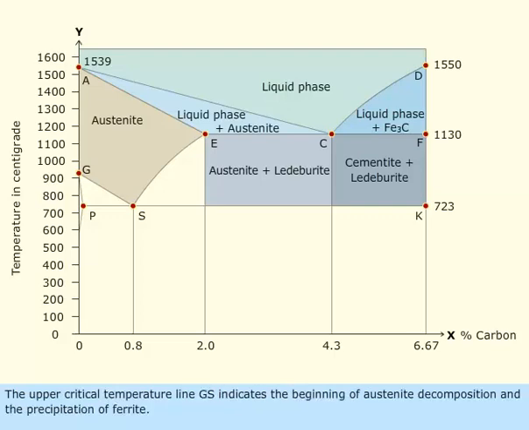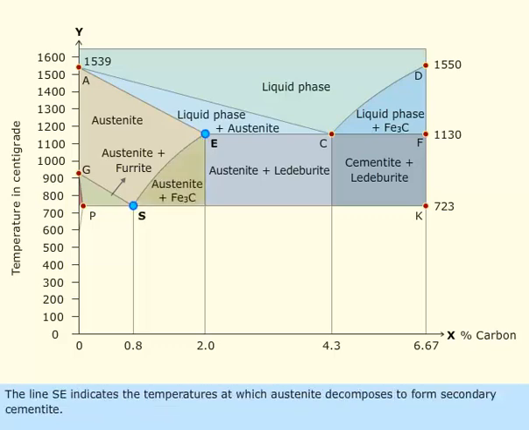The upper critical temperature line, GS, indicates the beginning of austenite decomposition and the precipitation of ferrite. The line SE indicates the temperatures at which austenite decomposes to form secondary cementite.